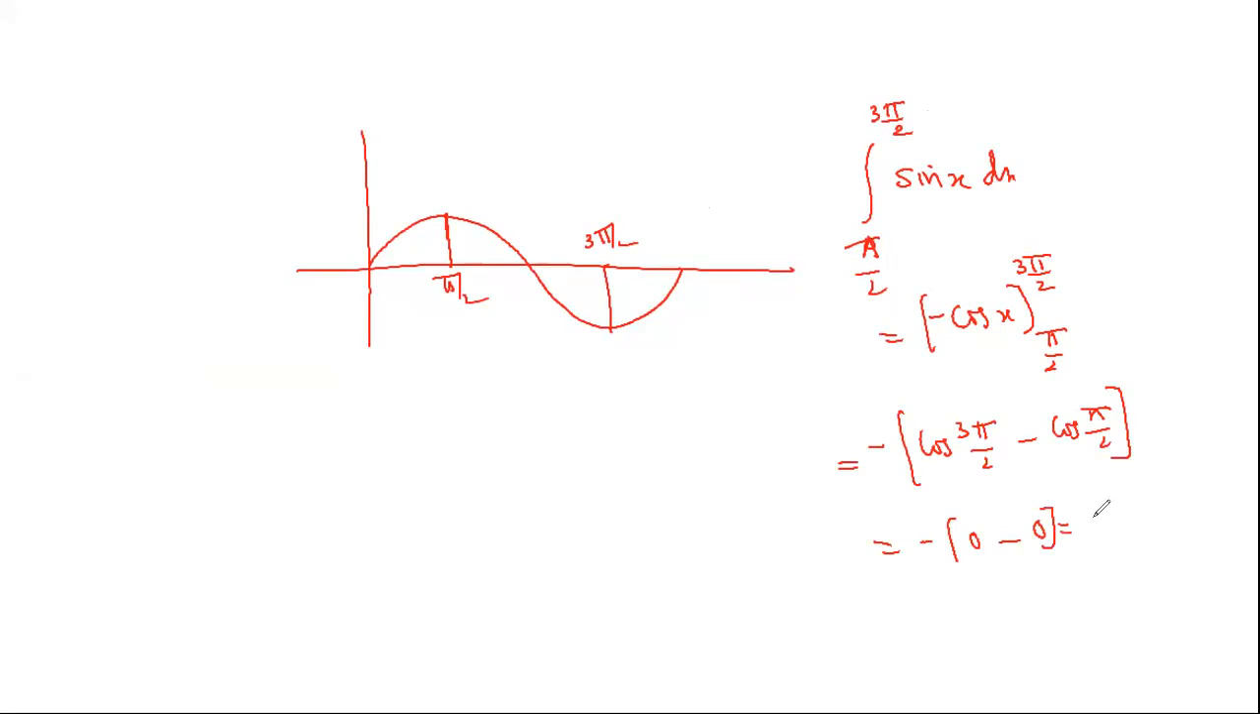My answer is 0. But area is not 0. Is area 0? No. No, area is not 0. So I will go wrong. So what I'll do? I know from pi by 2 to pi, sin x is positive in the second quadrant. Pi to 3 pi by 2, third quadrant, sin x is negative. So my method will be integral pi by 2 to pi sin x dx plus modulus of integral pi to 3 pi by 2 sin x dx. Now I'll get the correct answer.